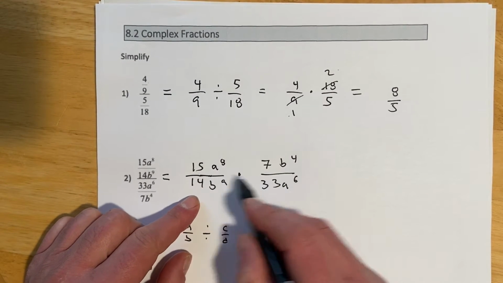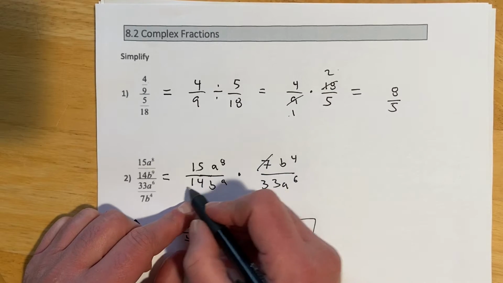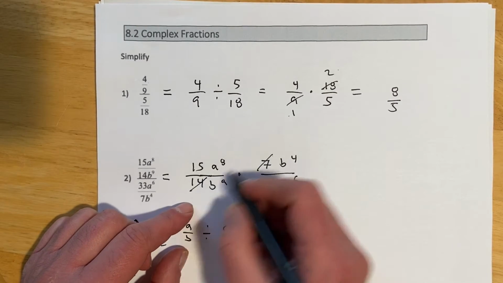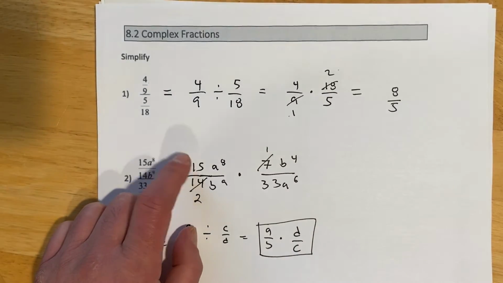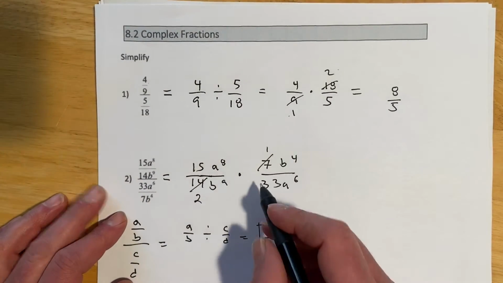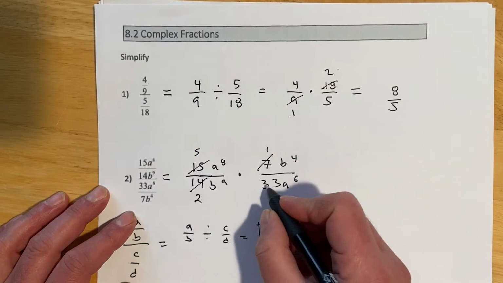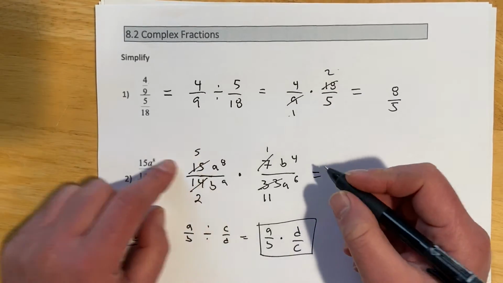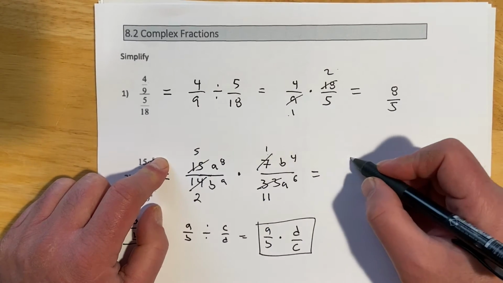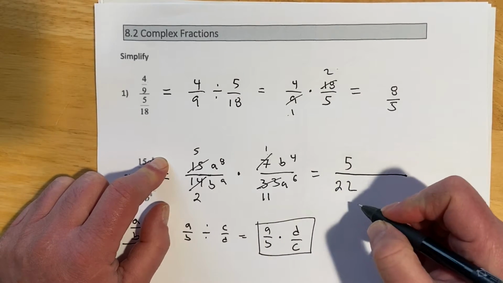Now that I've done that, let's go ahead. 7 goes into 7 once, 7 goes into 14 twice. And the 15 and the 33 actually have a common factor of 3. 3 goes into 15 5 times, 3 goes into 33 11 times. So in terms of the numbers, we got 5 times 1 is 5, and 2 times 11 is 22.